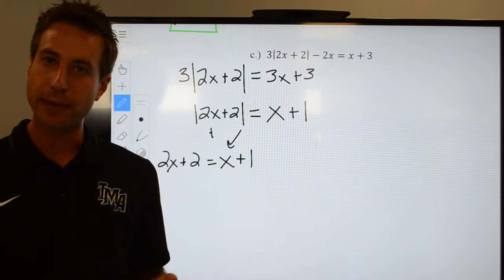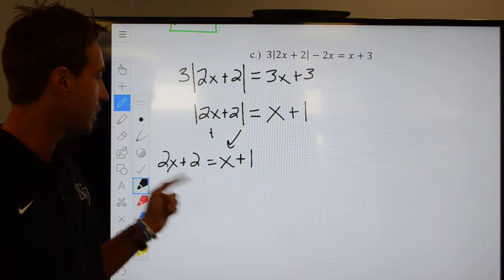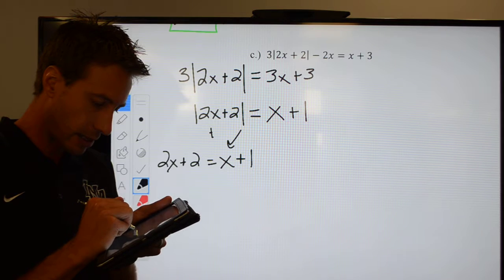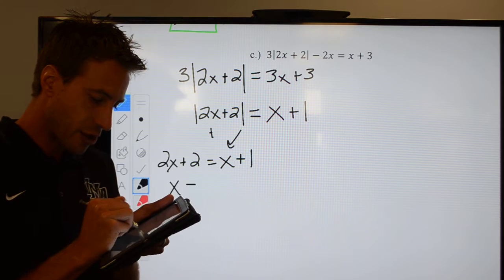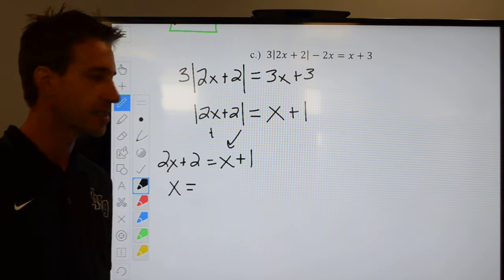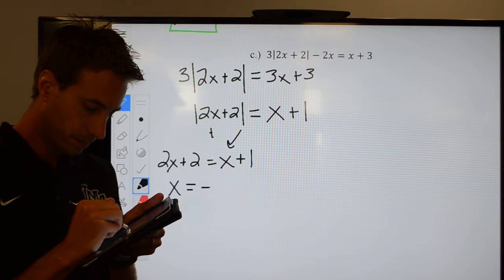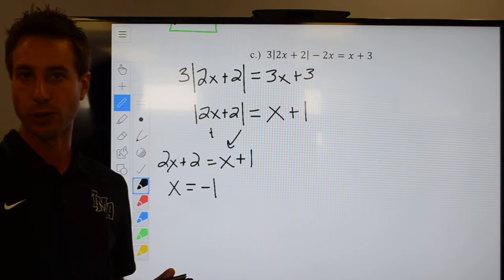Here we go. We're going to try and keep things positive if we can. I'm going to subtract this x to this side. 2x minus x is going to be an x. No way to keep it positive at this point. Subtract the 2 to this side. 1 minus 2, negative 1. All right, so we get x is equal to negative 1.